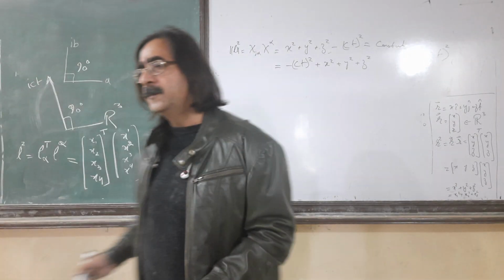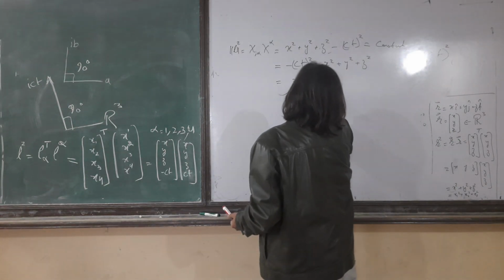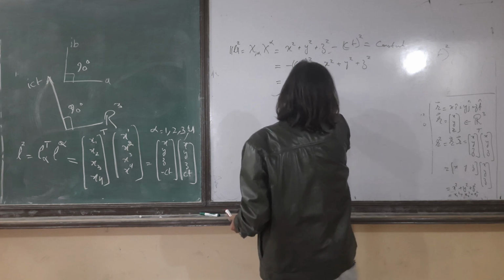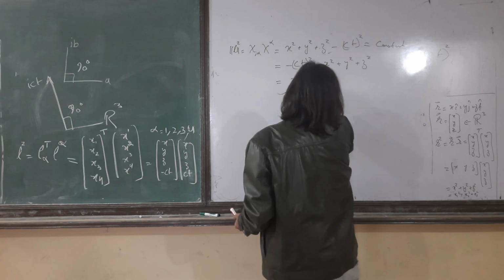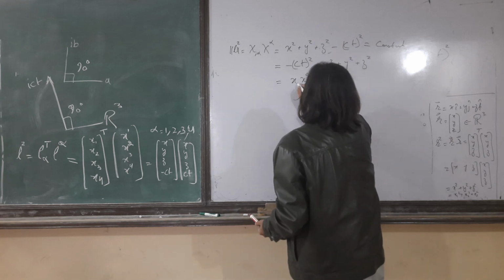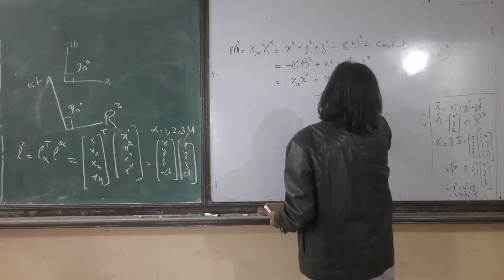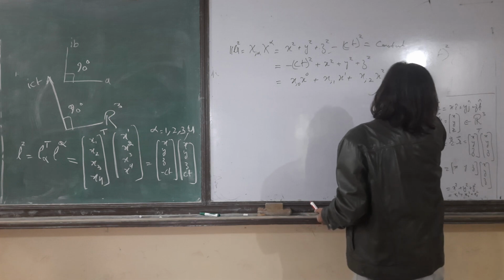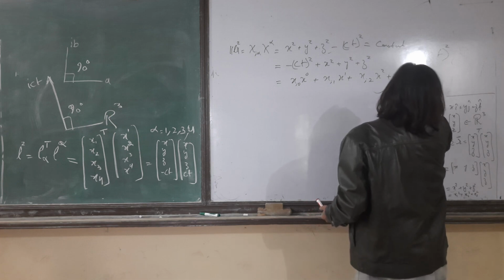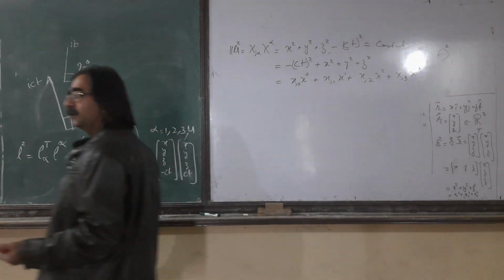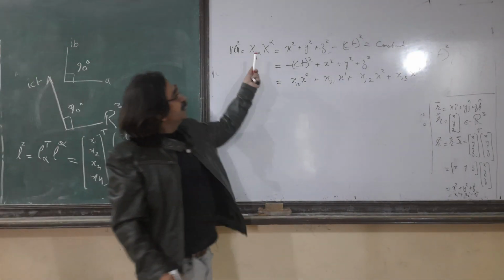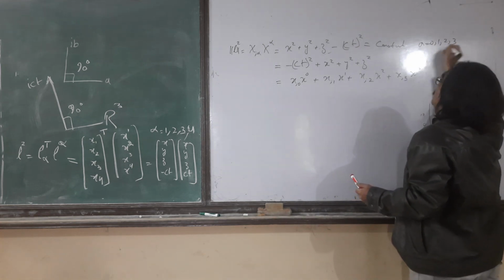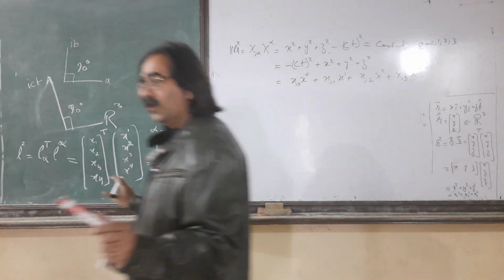Mathematically there is no confusion. And I say that this is x naught square. This is x naught, this is x1, this is x2 plus x3. I may write it in this way. This alpha is 0, 1, 2 and 3. So now this is equal to this.